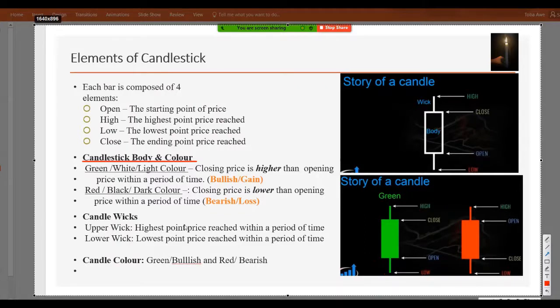Now we have other elements of the candle, which is the candle wick. The candle wick is the upper part, like the thread. Sometimes they call it the shadow, candle shadow. You have the upper candle wick and the lower candle wick. The upper candle wick is the highest point the price has reached, while the lower candle wick is the lowest point the price has reached within a given period of time. All right, I've explained the color. The color could be red or green. It is red when it is bearish and green when it is bullish. Bullish means gain in price and bearish means loss in price.